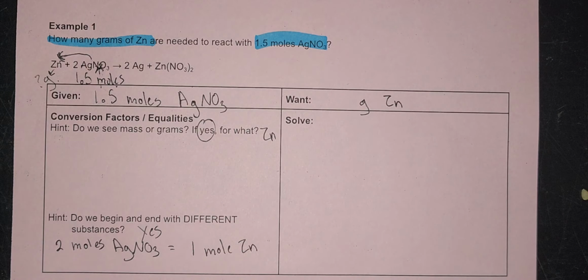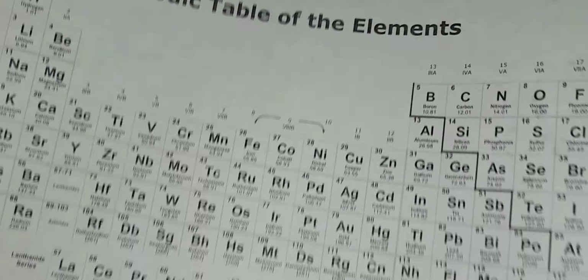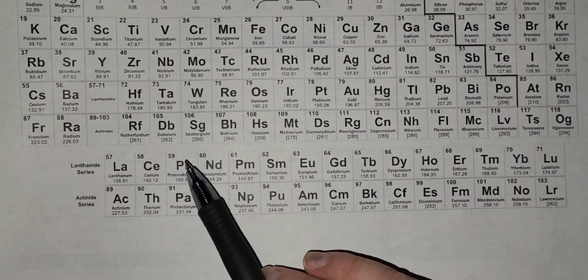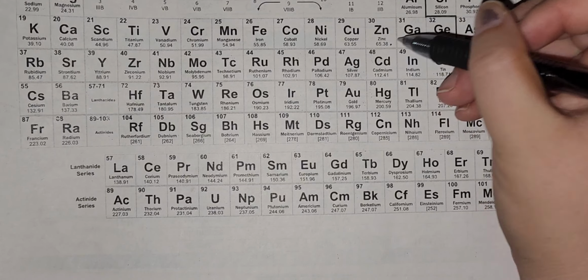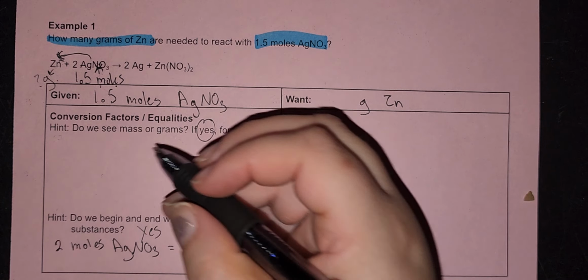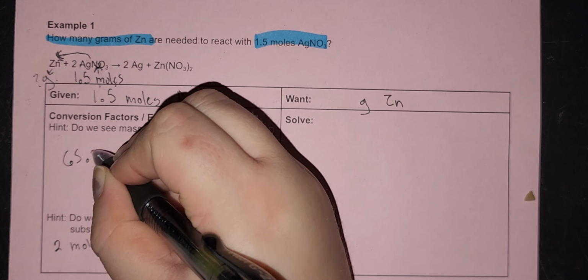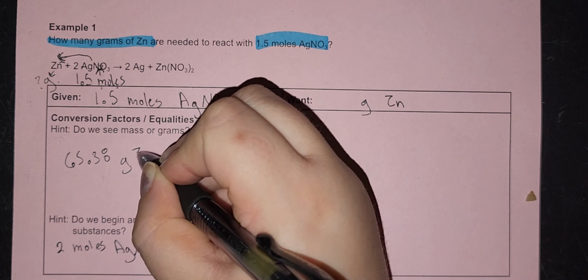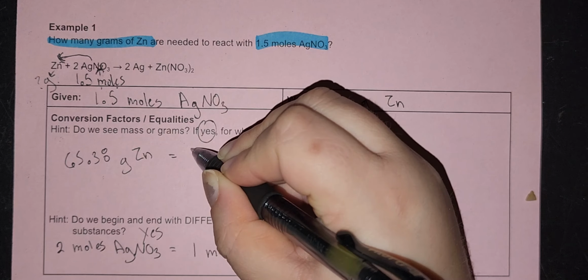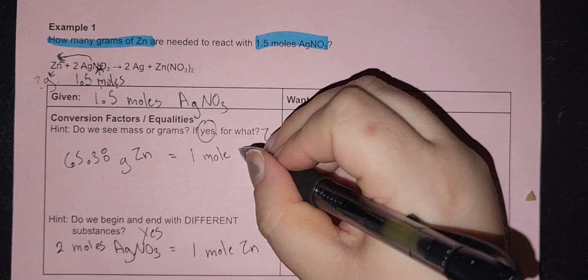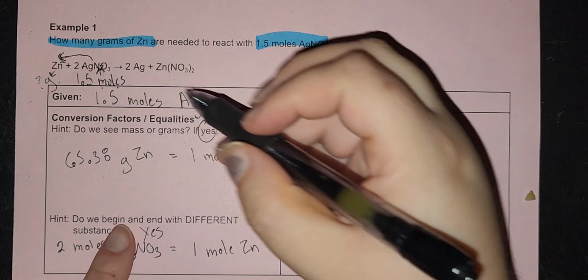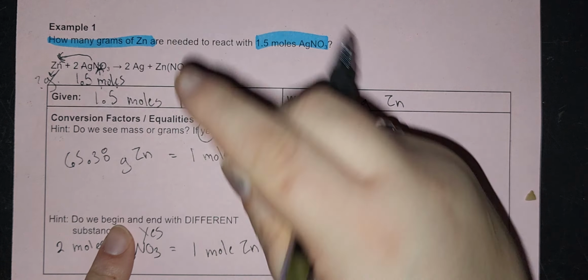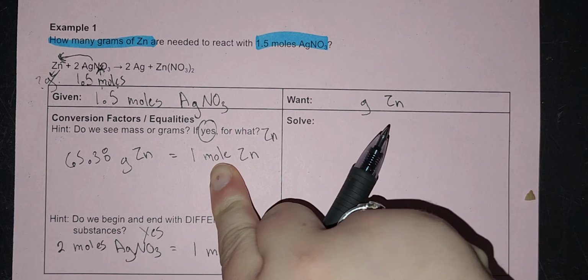Remember that molar mass? We're going to look at our periodic table. We're going to find zinc, which is right here. We can see that the mass is 65.38 grams per mole. So I'm just going to write that here, 65.38 grams of zinc is equal to 1 mole of zinc. Now, we don't have grams of anything else, so it's just grams of zinc, so we only need the 1 mole ratio.